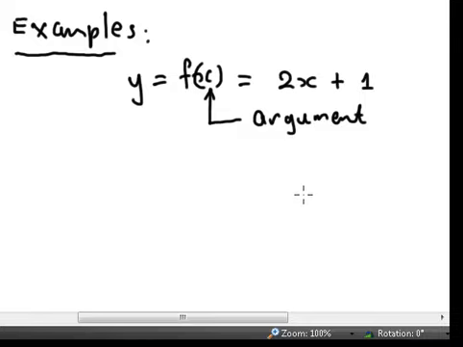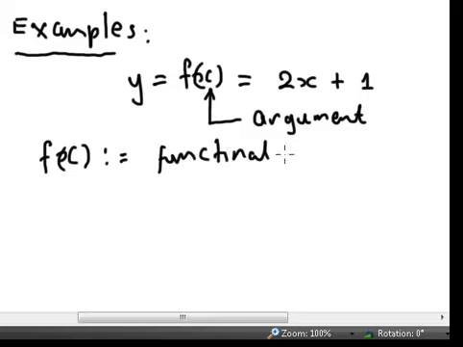But it can be more than the independent variable, it can be another function. But in that case, we say that x there is the argument of f, the function f. Then this expression we wrote here, we call it the functional notation of a function.